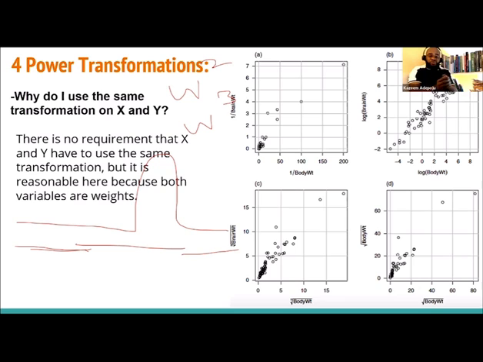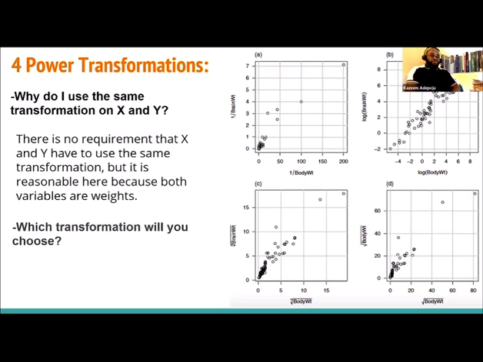We can use a square root transformation. But you can see this one is also very close. That one is also very close, but the best one is the B. Take a look at that.